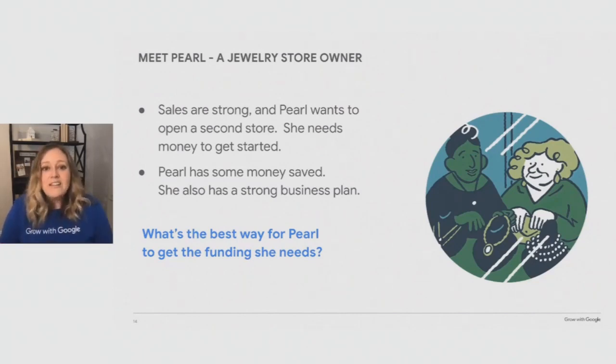Why is that? Well, let's see what we know about Pearl. We know that Pearl is not looking to grow super quickly. She's just looking to add another location. She may want to keep 100% ownership of her jewelry store, so venture capital might not be the best solution for her. She also made it clear that she doesn't have a big social following. She doesn't have access to a large audience that she could get that crowdfunding money from. So it looks like the bank might be the best option for her.